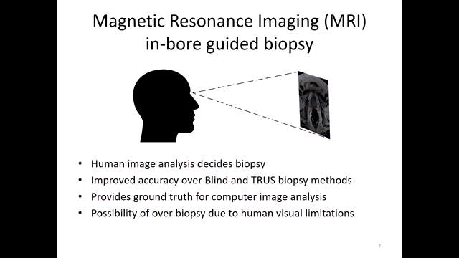And this also provides ground truth for computer image analysis, which we're talking about here, because we're getting ground truth from the biopsy to tell us either a Gleason score or simply malignant or benign. However, we still see the possibility of over-biopsy just due to human visual limitations. So what is the resolution at which a human can look at an image and try to differentiate between a texture that is malignant or a texture that's benign? Obviously, a human can't go down and see every pixel relationship.